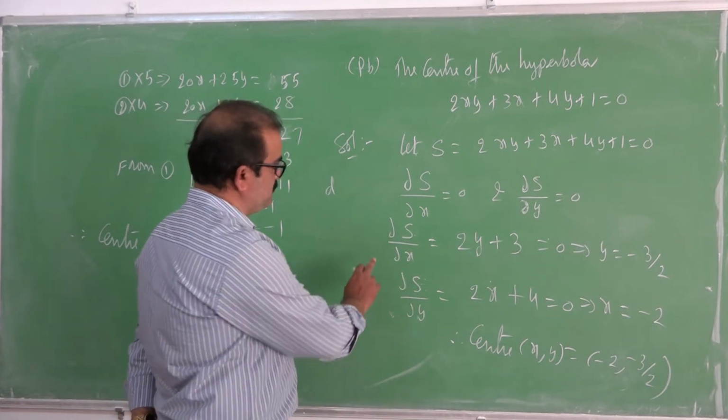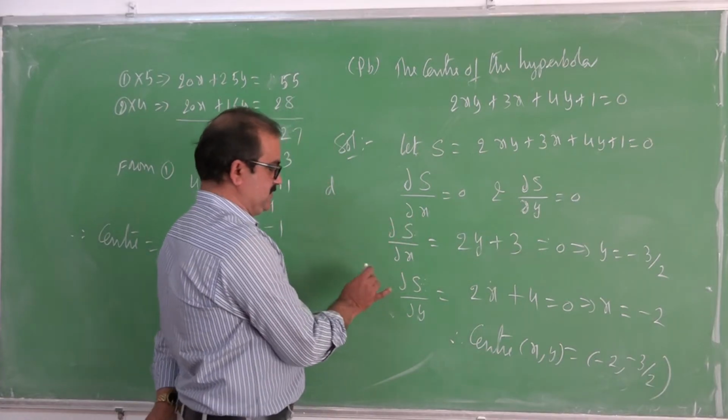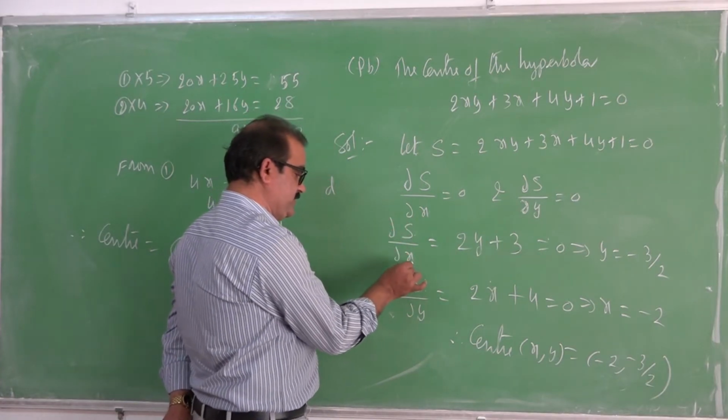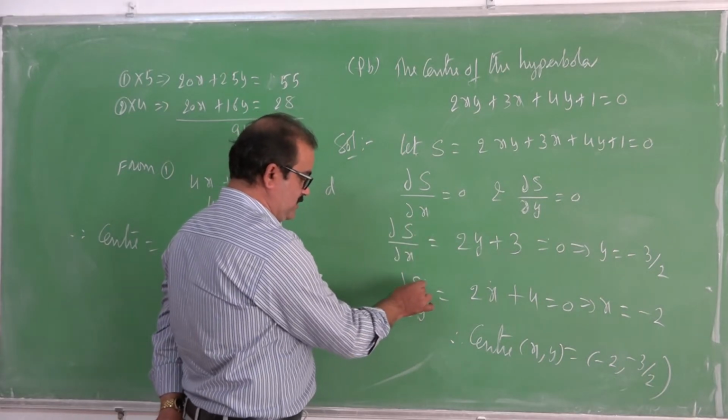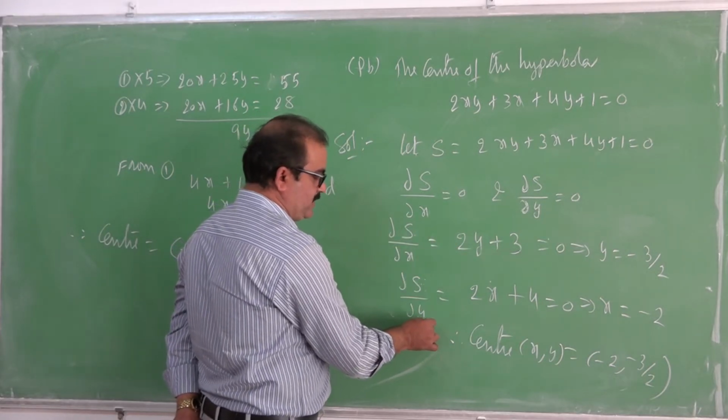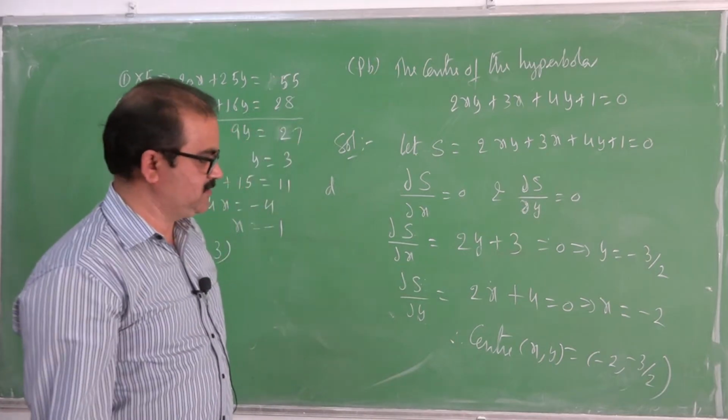It is simple to find partial differentiation. While differentiating with respect to x, take y constant. While differentiating with respect to y, take x as constant.